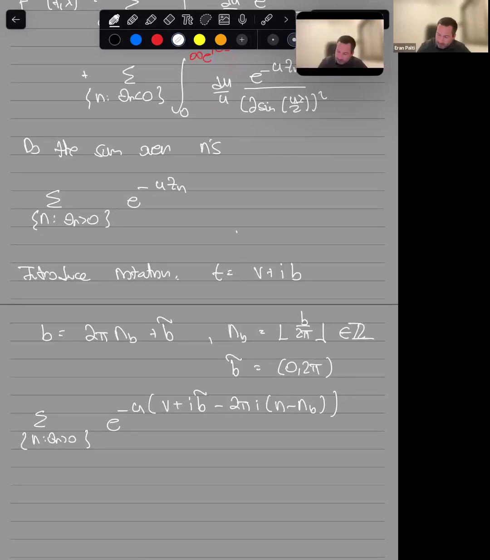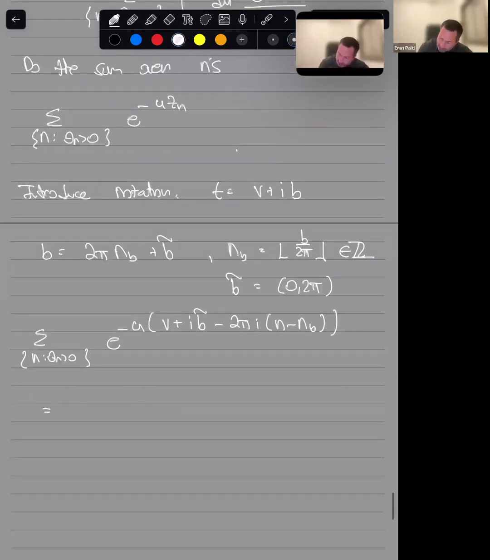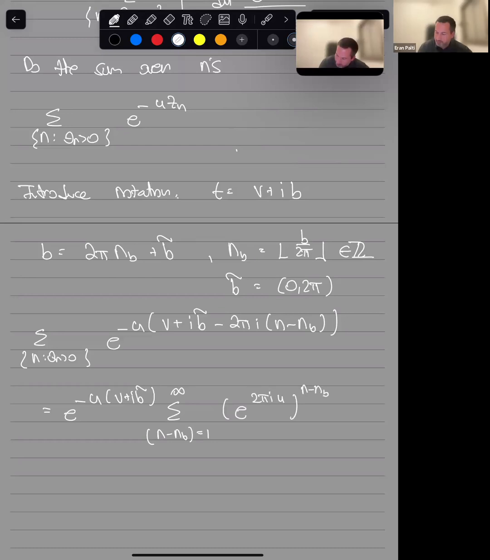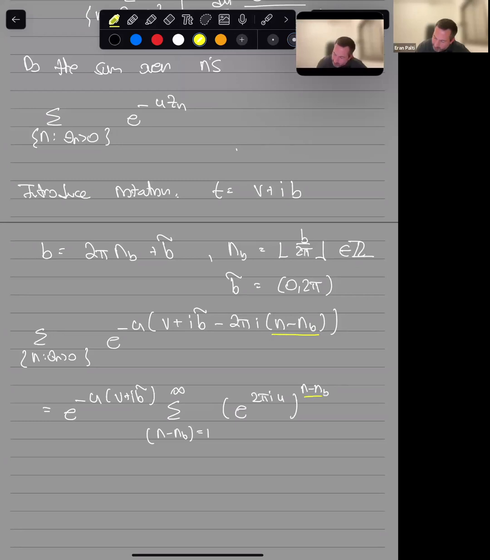Okay, so remember, we can just factor out the part which doesn't depend on n. So we can write this like this: V plus IB tilde. Now we have the sum, and we have the case when n minus nb is equal to 1 up to infinity of e to the 2 pi I u times (n minus nb). All I did was, because this is an exponential, I can take this n minus nb and raise it to the power here. And then you get e to the plus I mu.